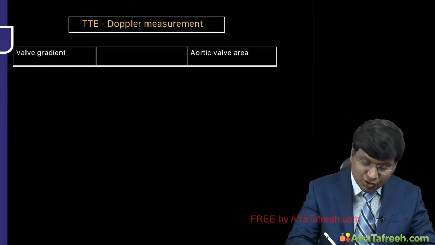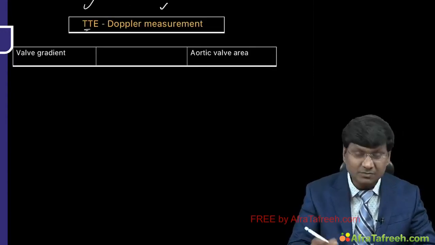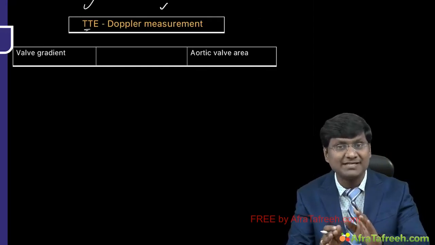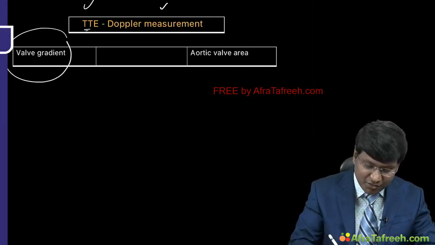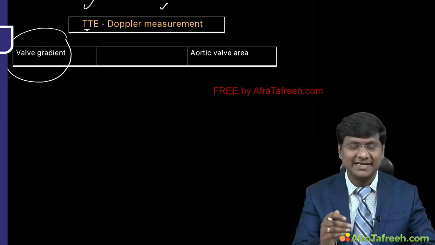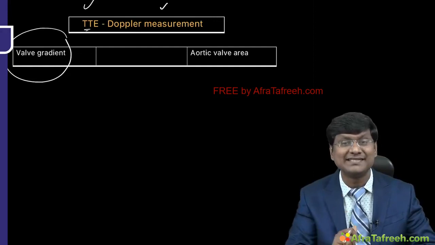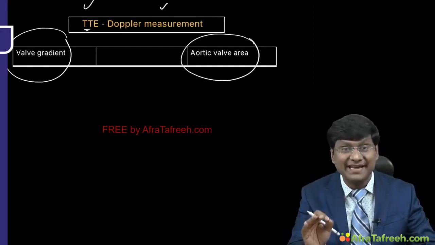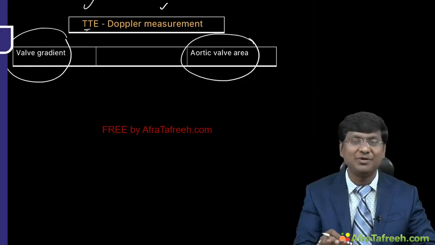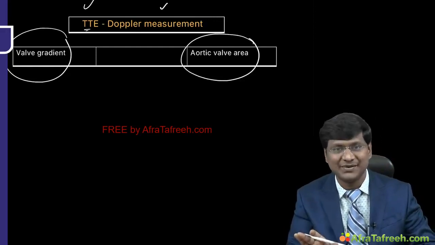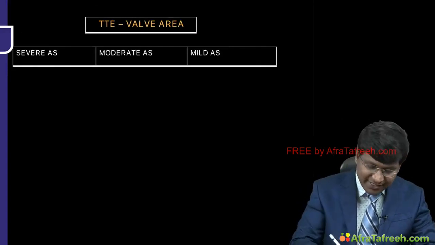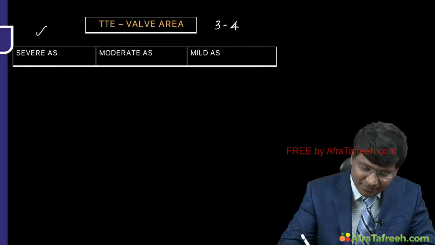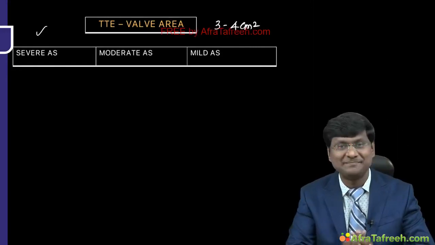And in the transthoracic echocardiography, what is the importance of doing the Doppler studies? See, the Doppler is the one which will measure the valve gradient between the left ventricle and the aorta. And how much is the aortic valve area, even that you will be able to make out by Doppler studies. Okay, right. Now you see, what is a normal valve area? Normal valve area is around 3 to 4 centimeters square.